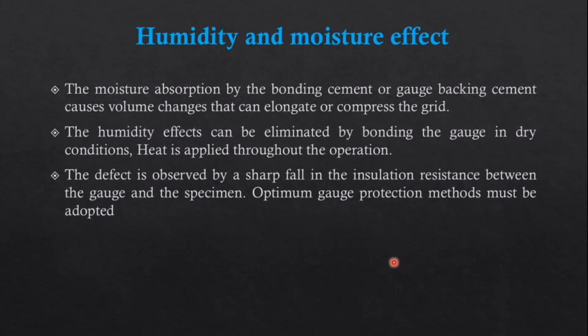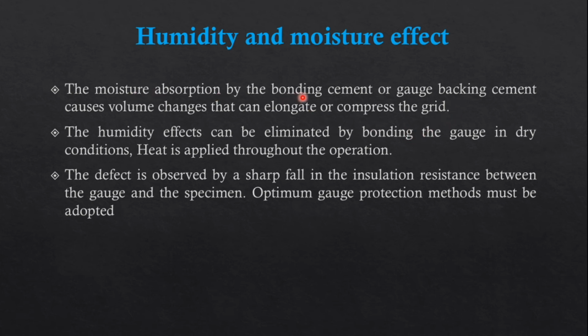Next is hysteresis and moisture effect. So the moisture absorbed by the bonding cement or gauge backing cement causes a volume change that can elongate or compress our grid. So this is a very important term.